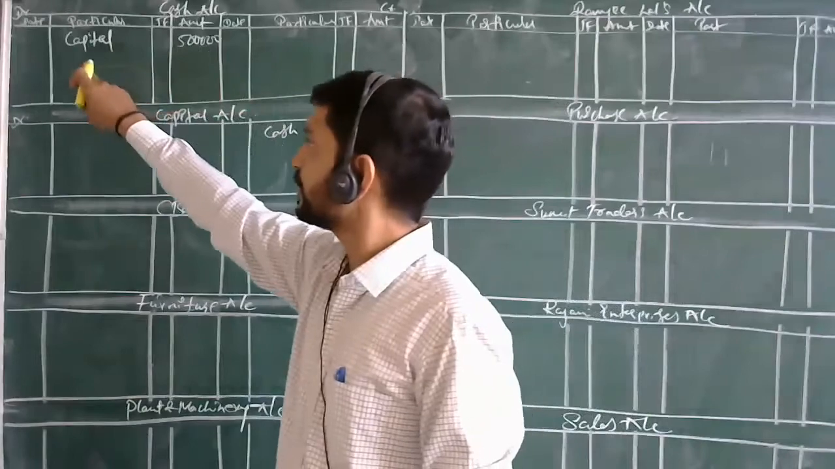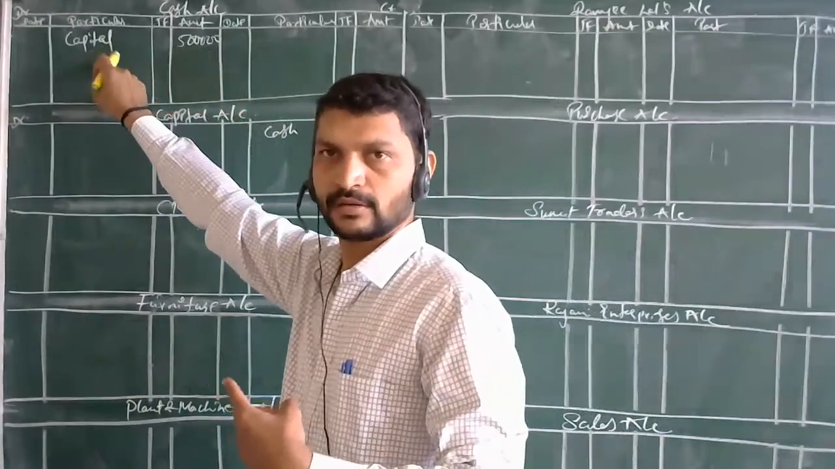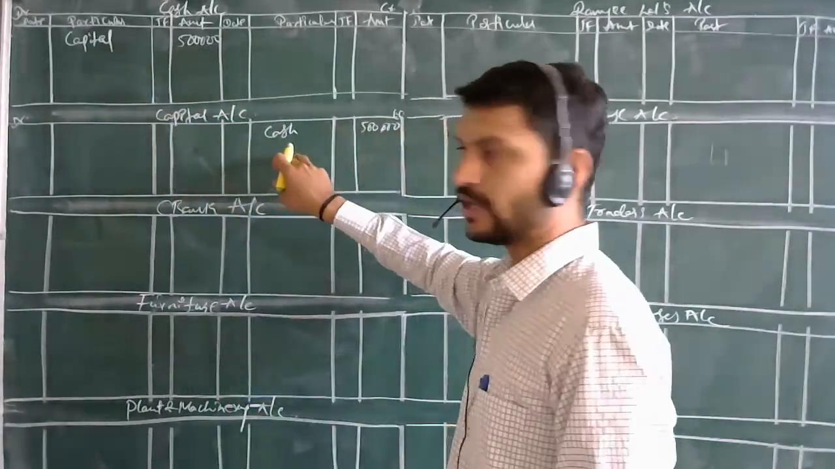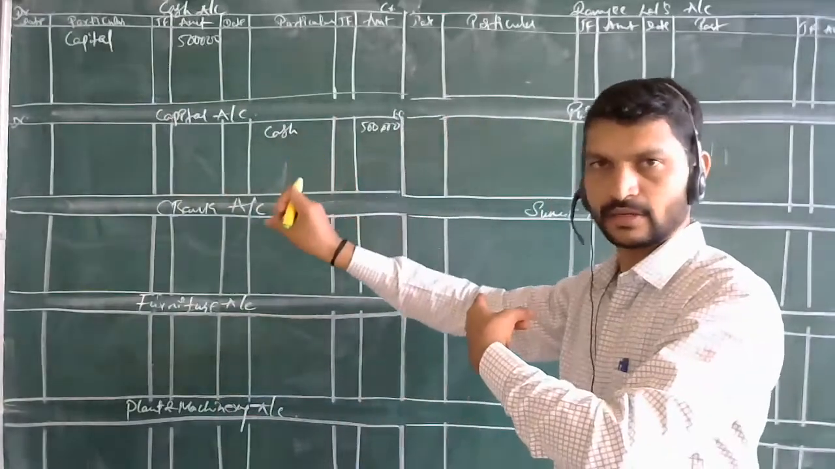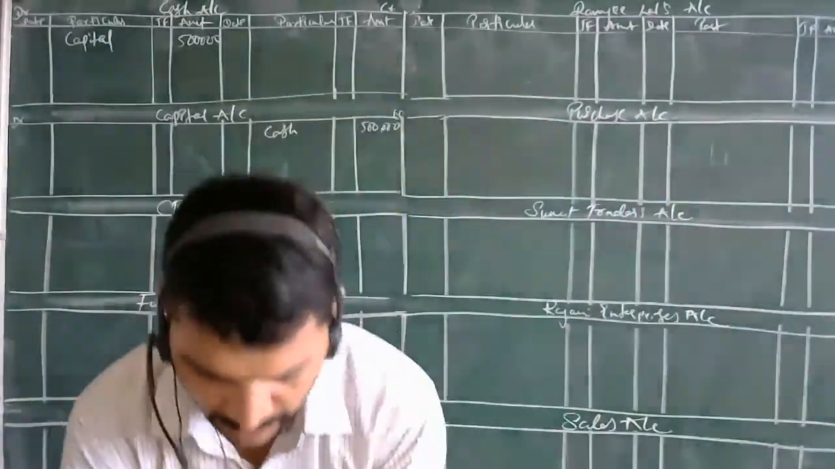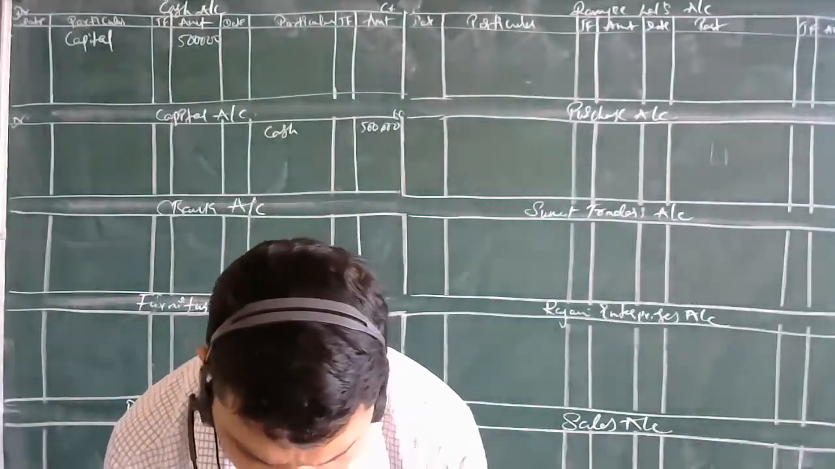Cash account is always debited here, in the name of capital. And in the capital account, cash is credited. Right? This is the first entry. Then the second. What is the second entry here?